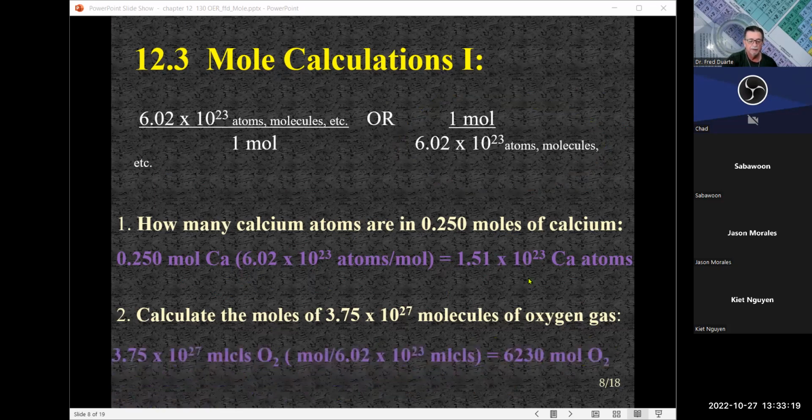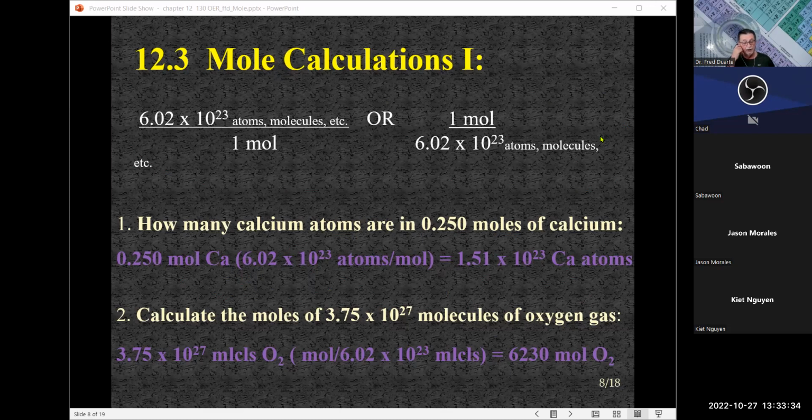All right, so we set that up and we have 3.75 times 10 to the 27 molecules. It's a little bit over a mole of molecules of oxygen. That corresponds to over 6,000 moles of oxygen. Specifically, 6,230. Keep it in mind, don't forget the sig figs.